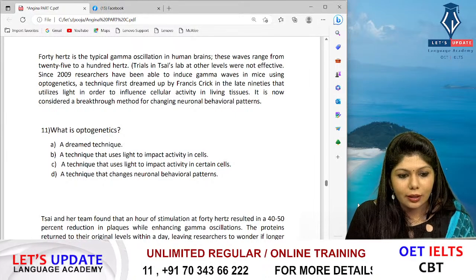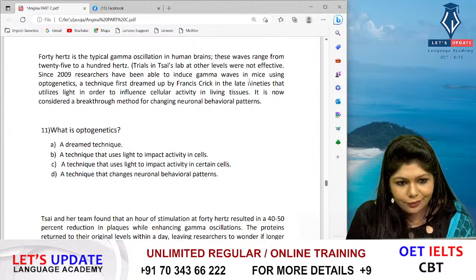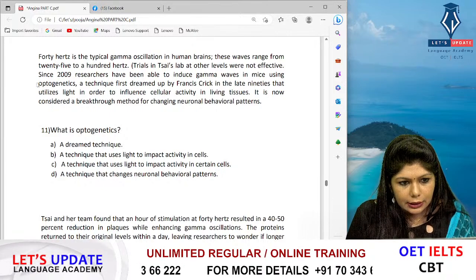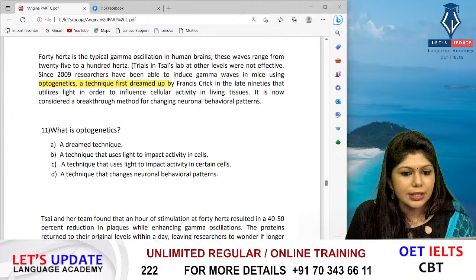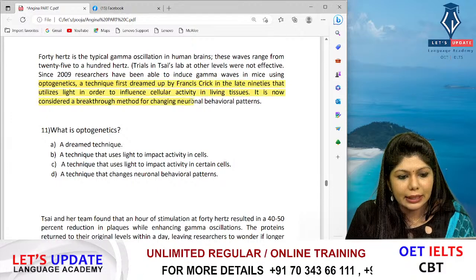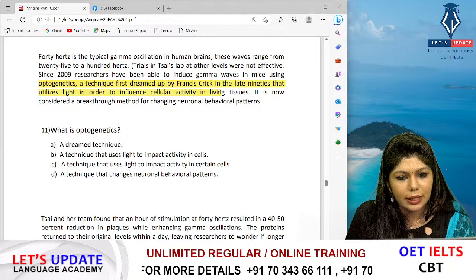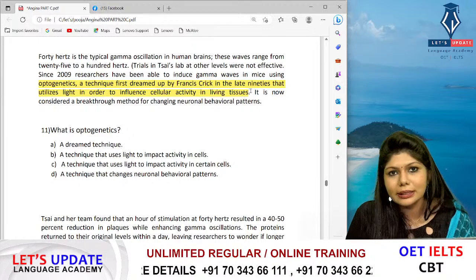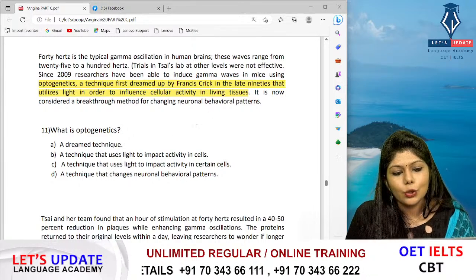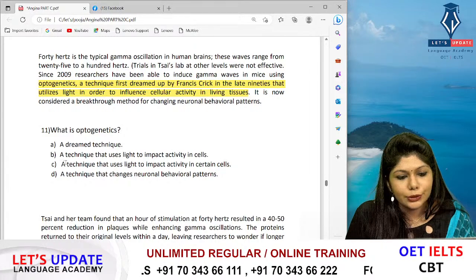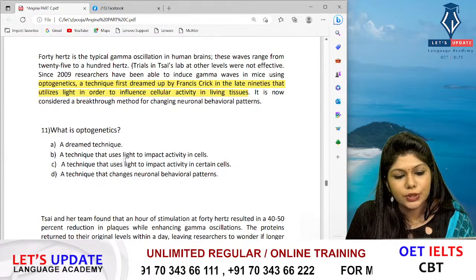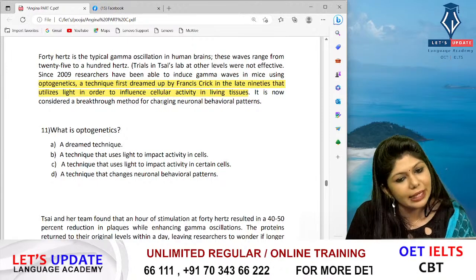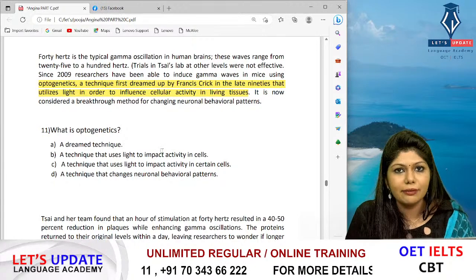Okay, so now let's just go through this. So what they have mentioned is optogenetics. Over here, optogenetics is a technique first dreamed up by Francis Crick in the late 90s that utilizes light in order to influence cellular activity in living tissues. Living tissues means cells. Influence in the sense of impact. So look at option B, a technique that uses light to impact. Impact in the sense of influence, that is mentioned cellular activity. For that they have written activity, and for living tissues they have written cells.